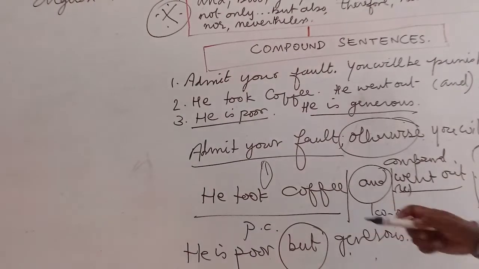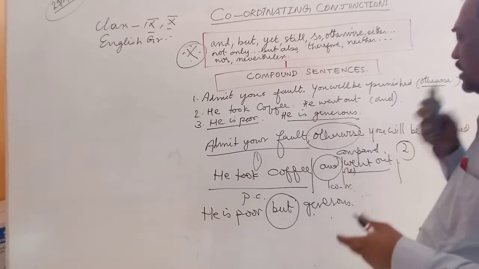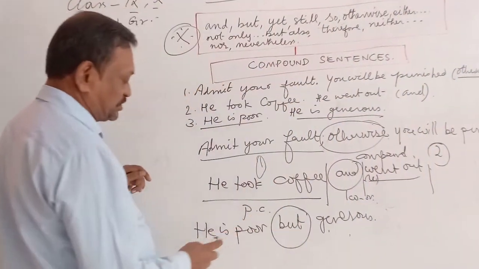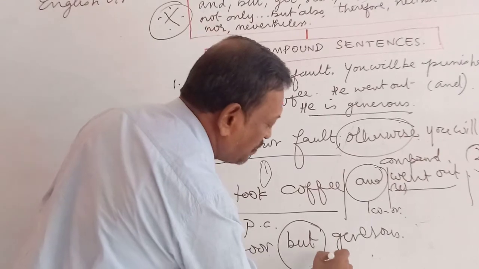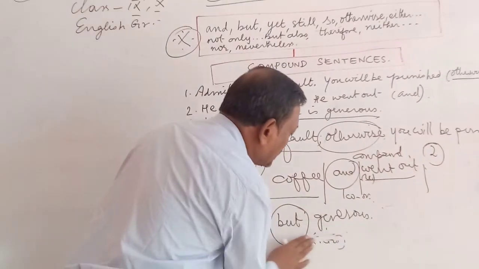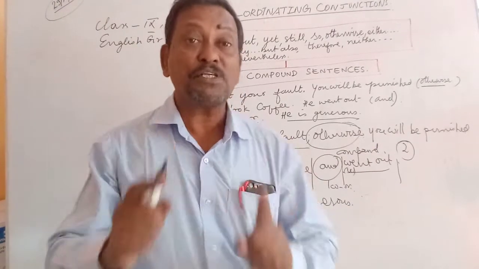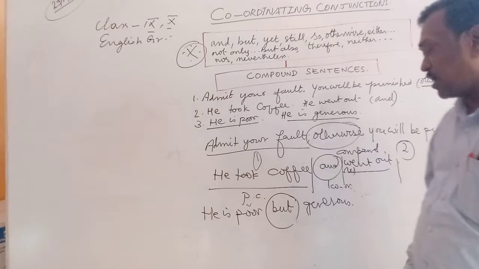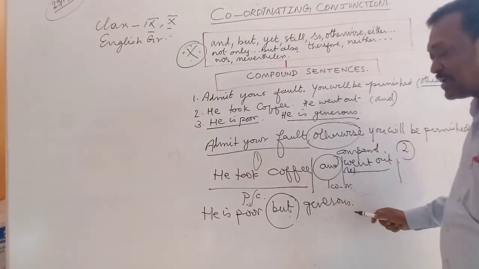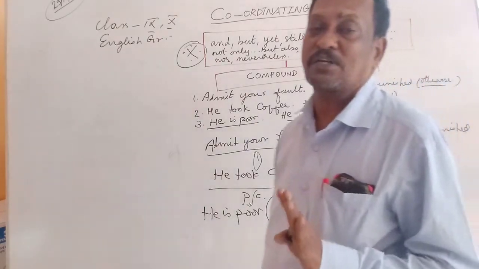You may ask me, sir, where is "he"? He is not to be found, but he is here. It is omitted. Keep that in mind. He is poor, but generous. So what is hidden here? "But he is." It is not written. You don't have to write it because the meaning is implied. It is omitted. You can omit, but it gives you two principal clauses. He is poor, that is one principal clause. "But he is generous" is the second principal clause. But "he is" is hidden. This is very important.